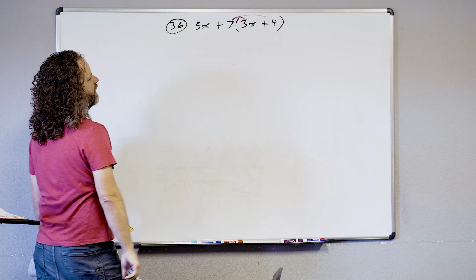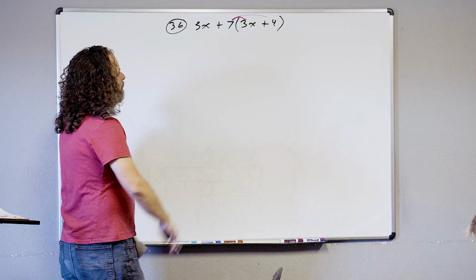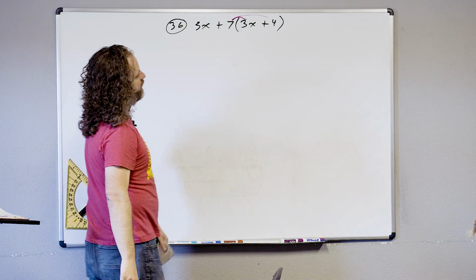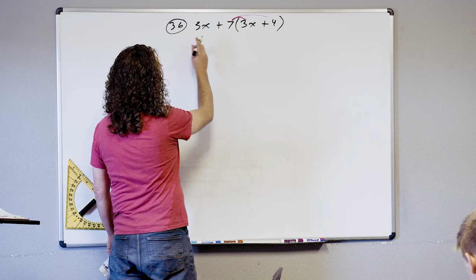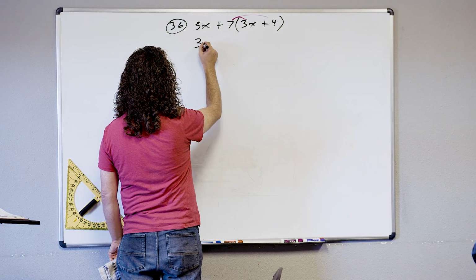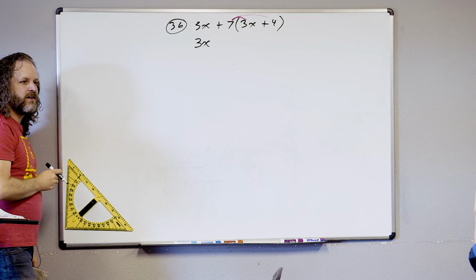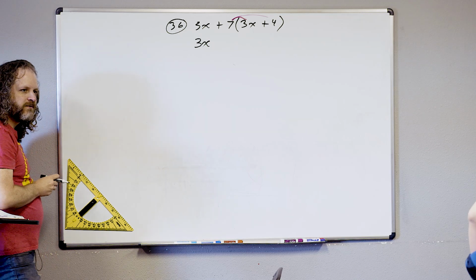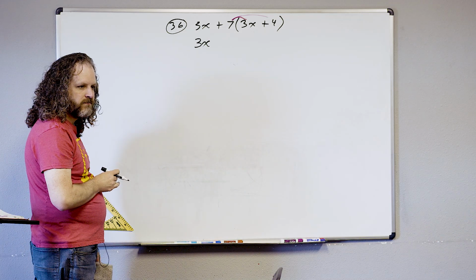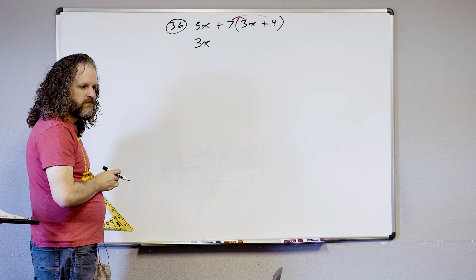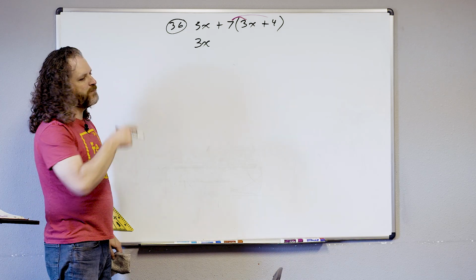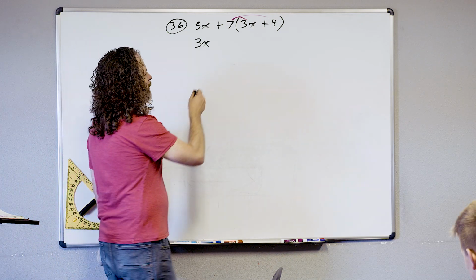Anyway, we got to distribute the 7, right? But only the 7, not the 3x, because he's over here added. So he's just going to hang out and wait for a more hopeful future. What's 7 times 3x? 21x. Took off the 3. Let's do this problem. Okay, it is 21x.